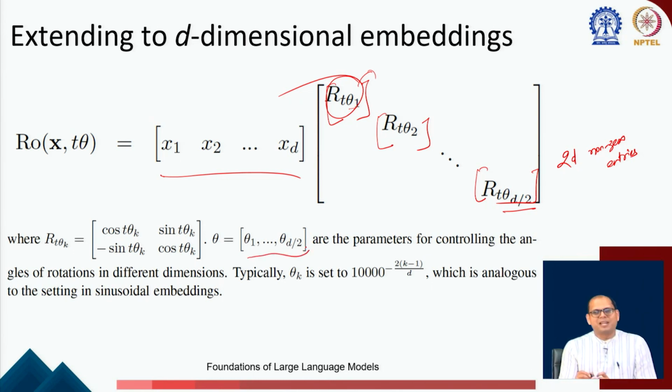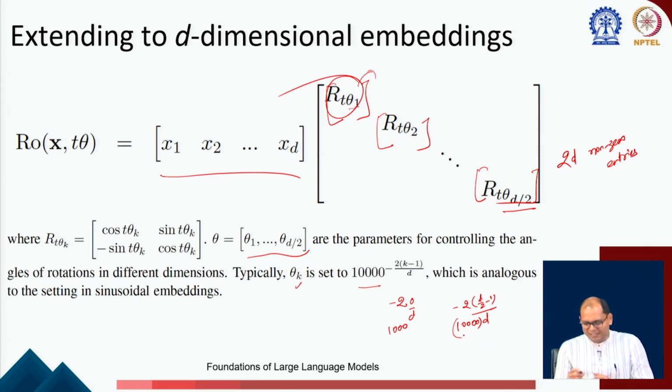And there are d by 2 parameters, d by 2 thetas, that are controlling these angles of rotation, and theta k is set to a very similar value as you did for sinusoidal embedding. So, this is 10,000 to the power minus (2k minus 1) by d, and k will go from 1 to d by 2. So, minus (2 times d by 2 minus 1) by d. So, that is how this will vary, and you have a base that is 10,000. So, that is how the thetas are set, very similar to what we did in the sinusoidal embedding.